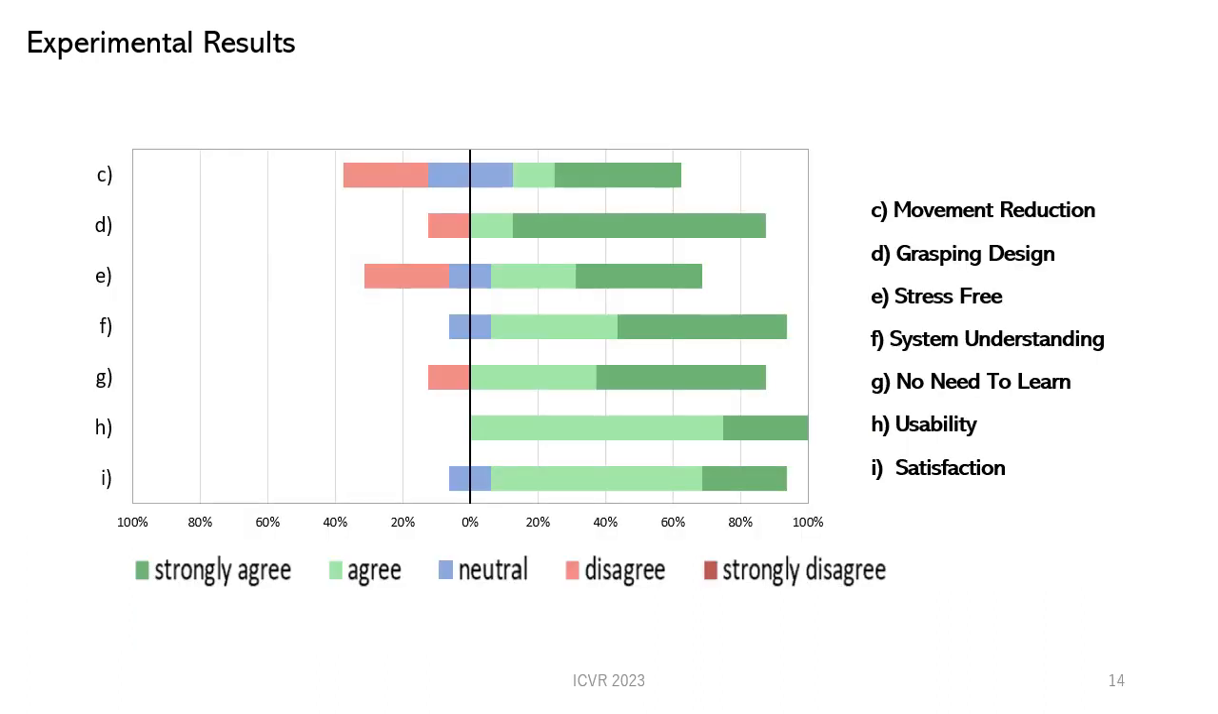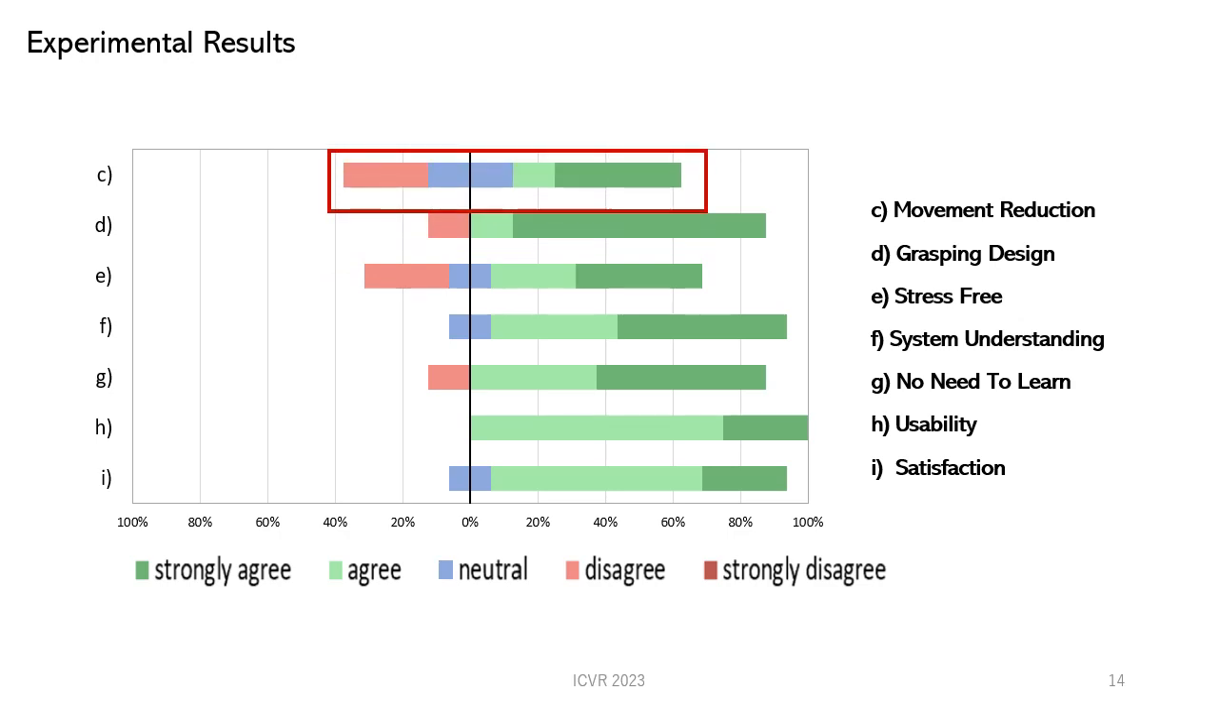Green indicates a positive response to the question. Red indicates a negative response to the question. The horizontal axis shows the percentage of positive or negative responses. We observed that most of the subjects did not have much experience with VR and design.